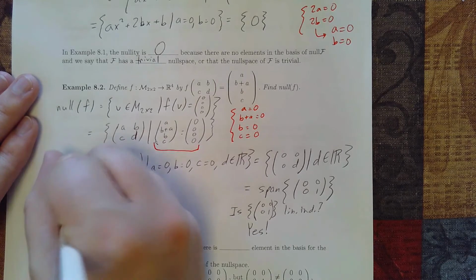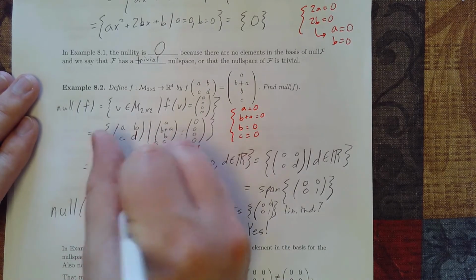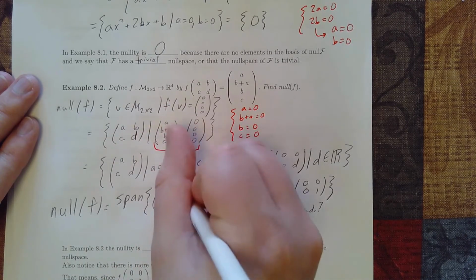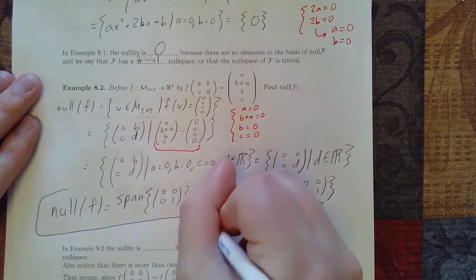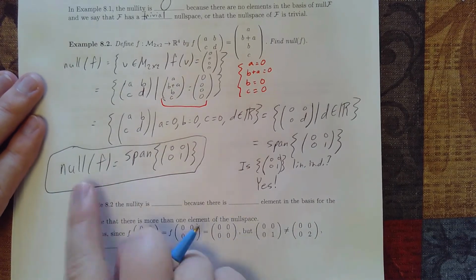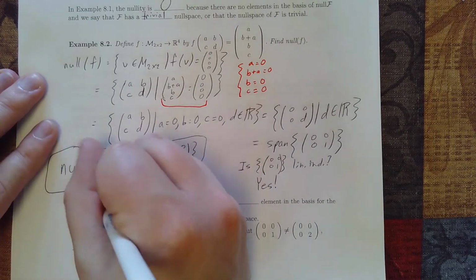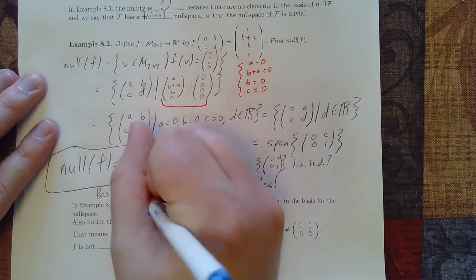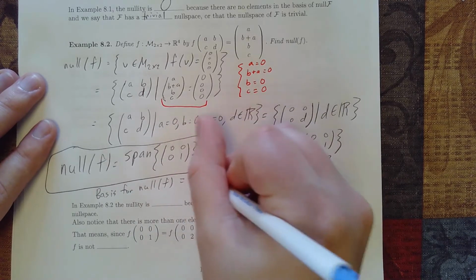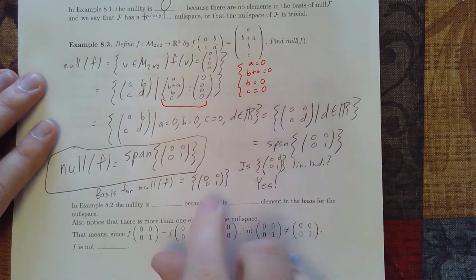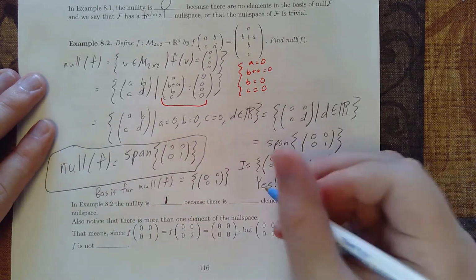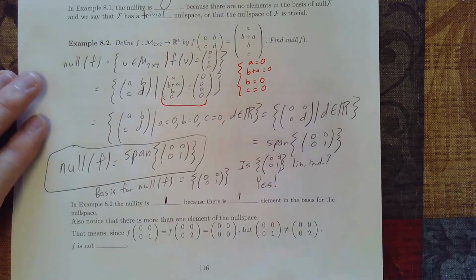So the null space for F is going to be the span of 0, 0, 0, 1. So just to help denote the difference, the null space is the span of that vector. However, the basis for the null space of F is just the set containing 0, 0, 0, 1. So there's only one vector in here. And so that means that the nullity is going to be 1 because there is one element for the basis of the null space.